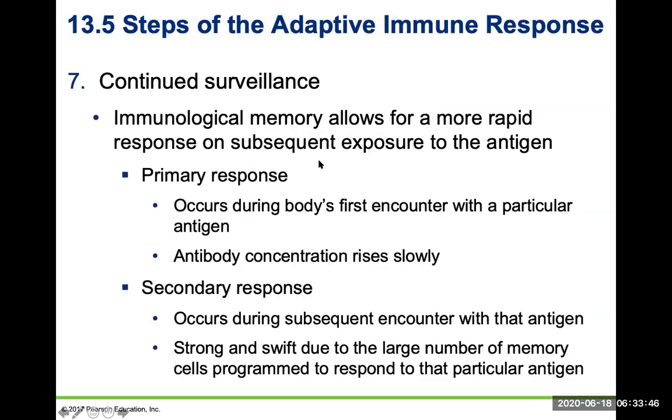Continued surveillance. Memory allows for a more rapid response on subsequent exposure to a foreign antigen. The primary response occurs during the body's first encounter, and the antibody concentration will rise slowly. And the secondary response occurs during subsequent encounters with that antigen. It's strong and swift due to the large number of memory cells programmed now to respond to that particular antigen.